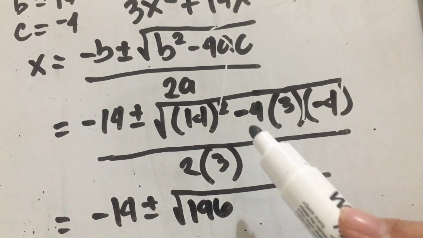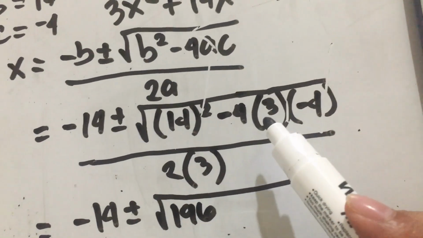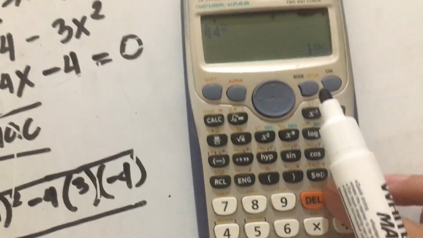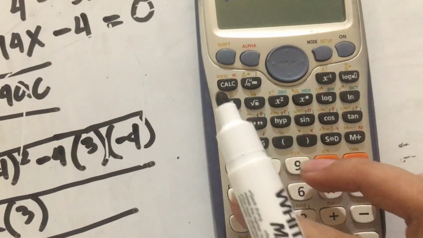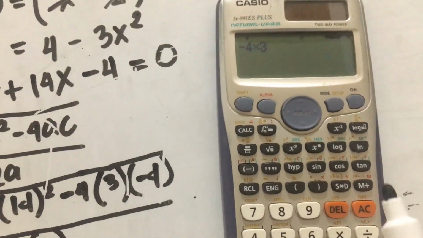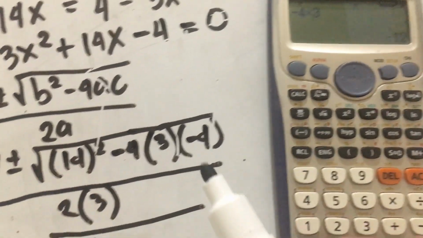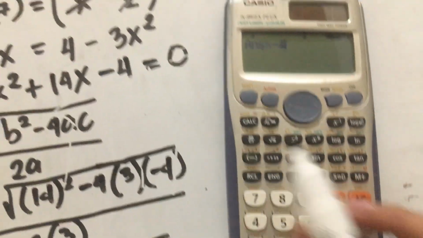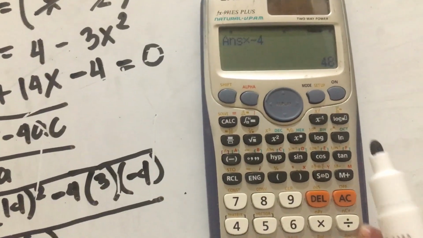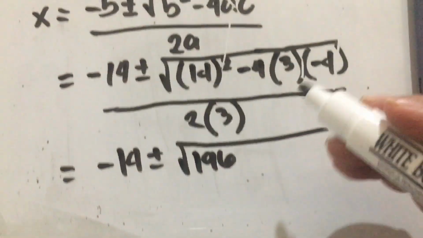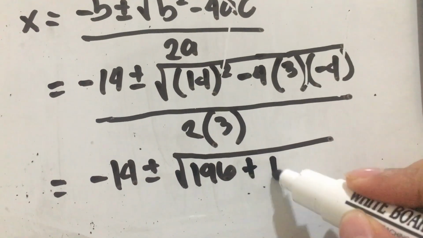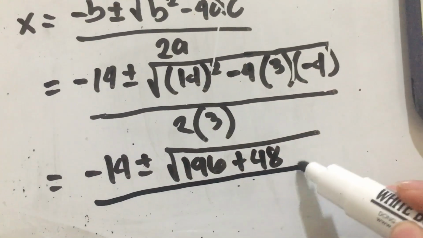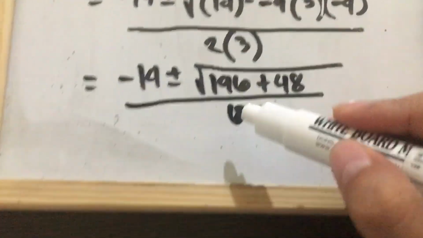So negative 4 times 3 is negative 12, I think. Okay, negative 12, times negative 4. Okay, we can use this one as negative 4. And the answer is 48. So that is positive 48 because negative and negative is positive. Over 2 times 3 is 6.